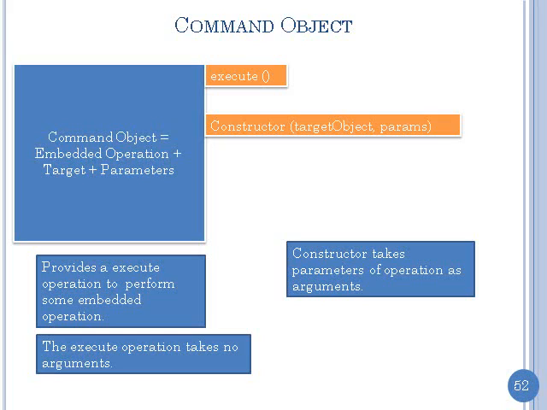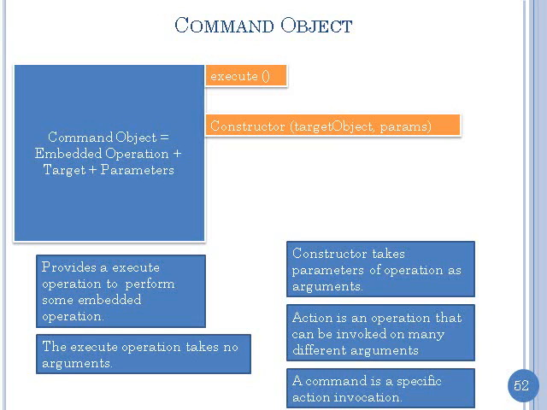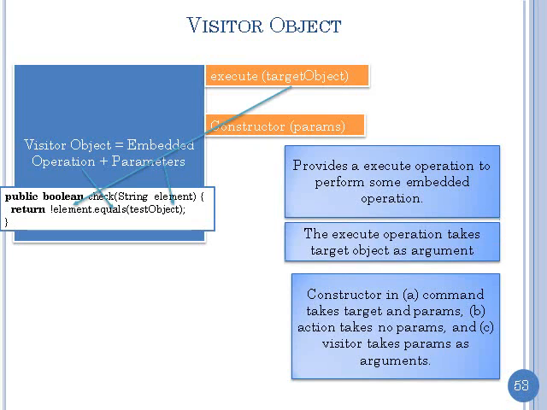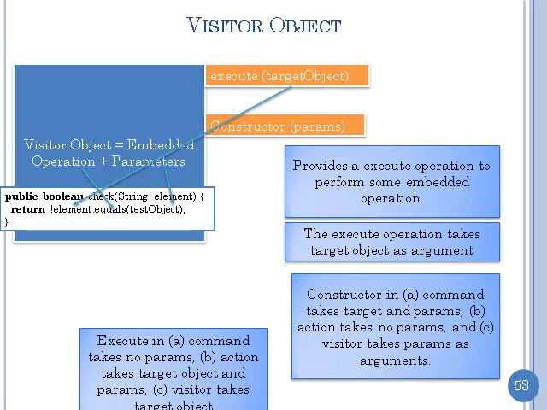So basically, what happened with the parameters? The parameters are passed as constructor arguments. So basically, in a command object, the constructor takes target and parameters, and action object takes no parameters, and visitor object takes parameters as well. That's the way to look at it. That you're visiting each element is really the target object of the embedded operation. And an execute in command takes no parameters, action takes target object and parameters, and a visitor takes just target object. Okay?